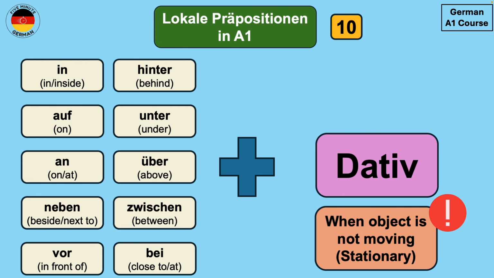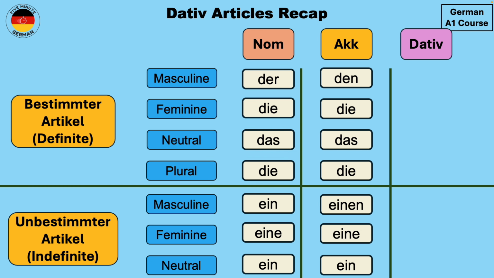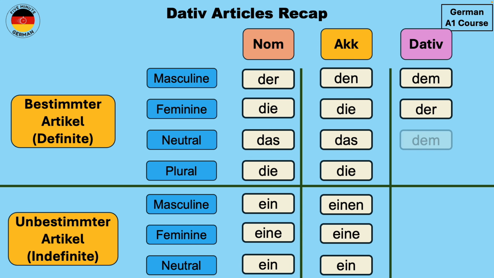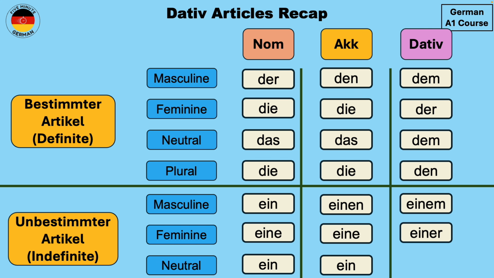Now let's do a quick recap of the dative articles. So here you see the nominative and accusative articles. The definite dative article for masculine is dem. For feminine, it is der. For neuter, it is dem. For plural, it is den. For indefinite masculine, it is einem. Then for feminine, it is einer. And then for neuter, it is einem.